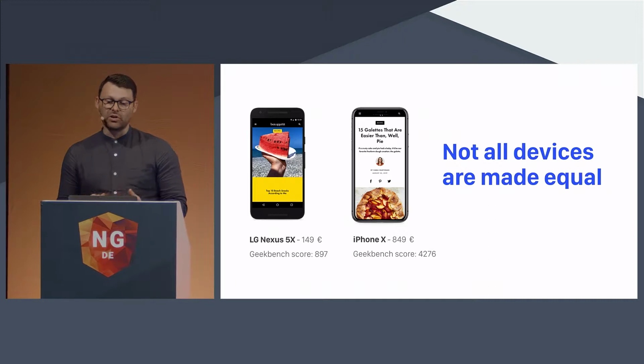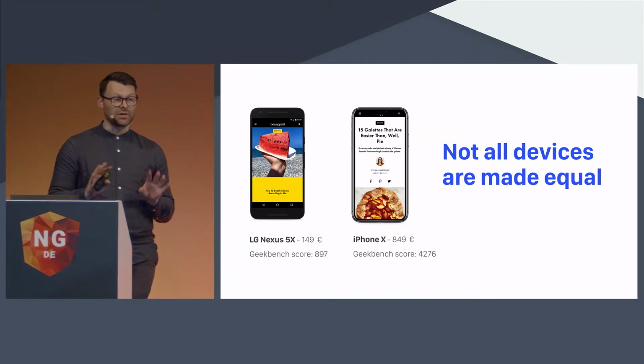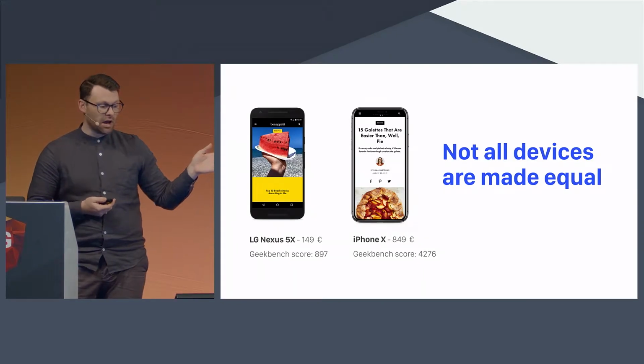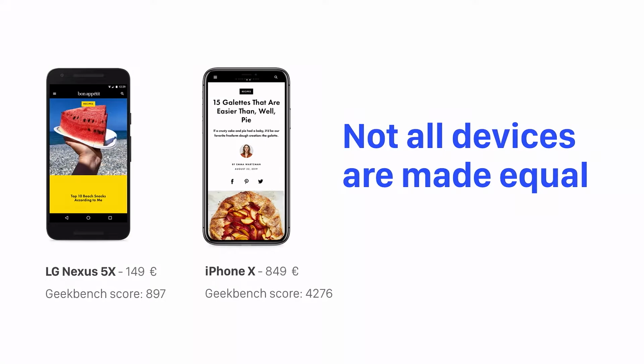Due to the CPU and memory limitations of mobile devices, they're the most susceptible to being negatively influenced by JavaScript. Take note that these issues do apply to desktops in every single way, it's just that they're more obvious on phones. So here we're comparing an LG Nexus 5X, which is 149 euros, and it has a benchmark score that you can see is about a quarter of an iPhone X, which is some 7 or 8 times more expensive.